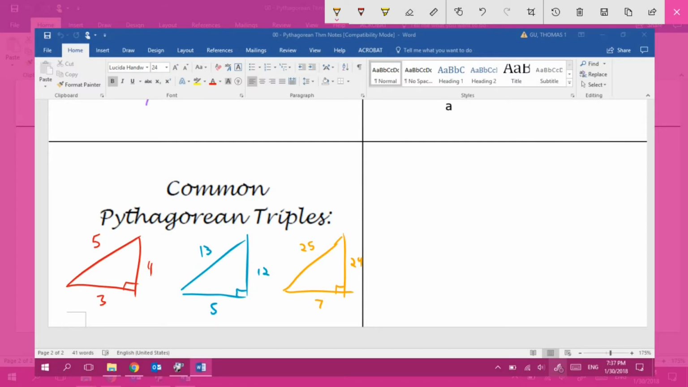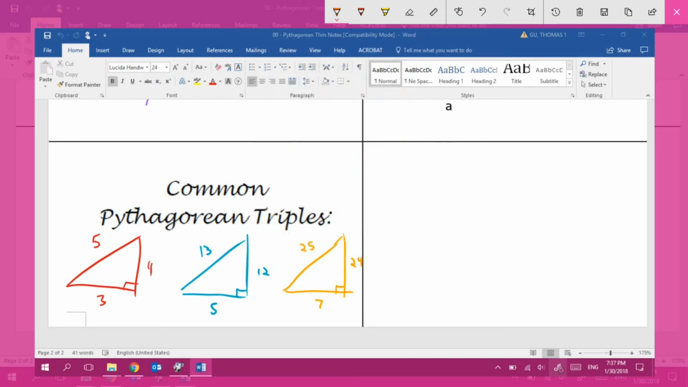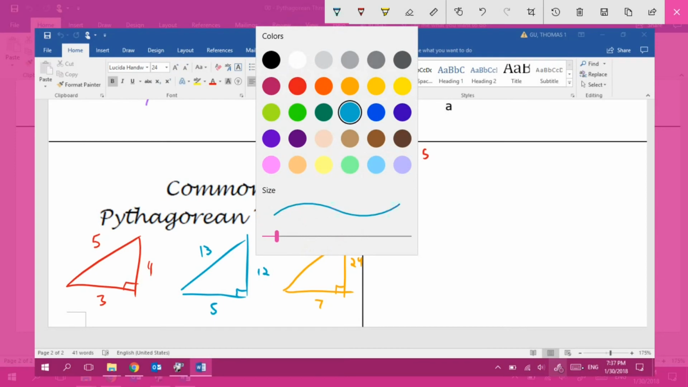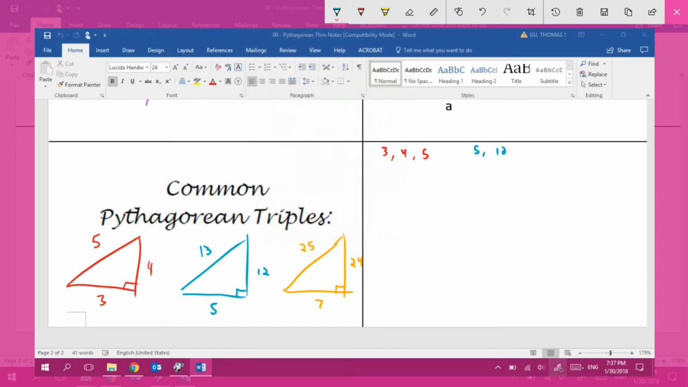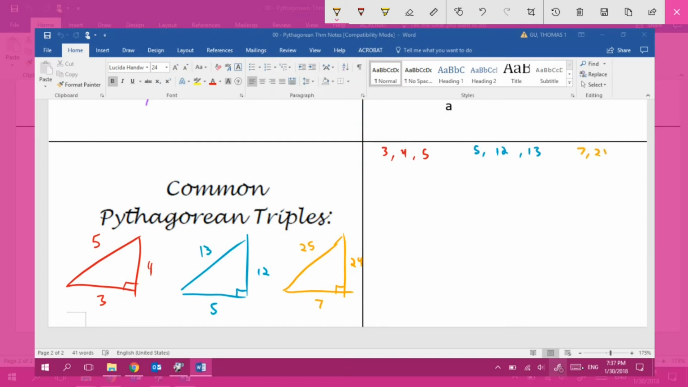These are common side lengths for right triangles, and you can actually find a bunch of different lengths for triangles by doing this. You've got the 3, 4, 5, you also have the 5, 12, 13, and last but not least, the 7, 24, 25. There are other ones, but these are just three very common ones.